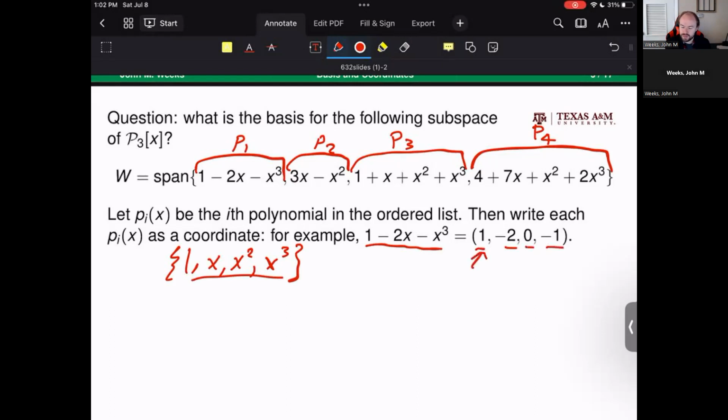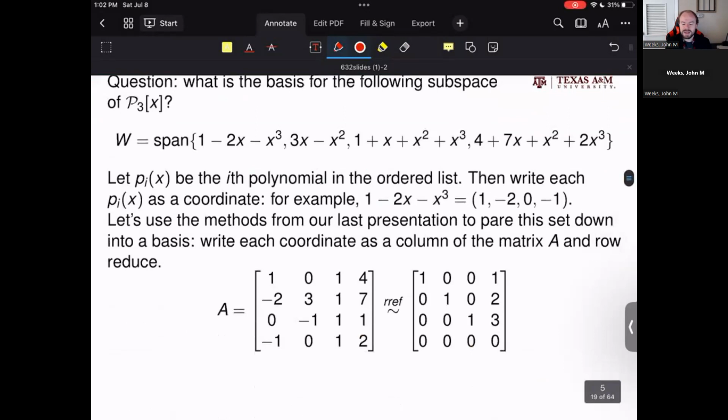So you can see that the way we have to write this as a coordinate is with respect to this standard basis. This is the coefficient for the constant term. This is the coefficient for the x term, and the coefficient for the x squared term, which does not exist, so it's 0. And then finally, the coefficient for the x cubed term. So this is how we could write each of these polynomials in terms of its coordinates. For P2, we could do the same thing, and get 0, 3, -1, and 0, for example. Once we have all of those written down, we can write them as columns of a particular matrix.